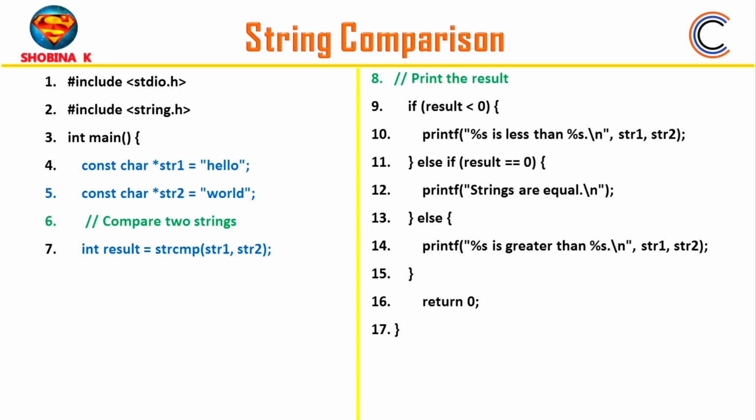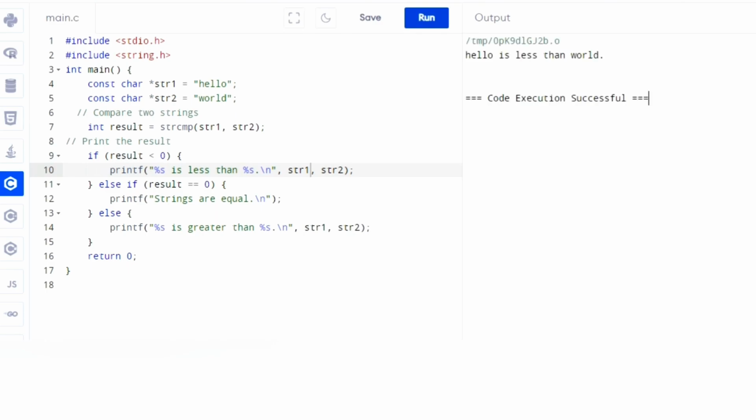Let's run this code. And we know that hello comes before world lexicographically. So the output is hello is less than world. This is because strcmp returns a negative value, indicating that str1 is less than str2. Therefore, the corresponding printf statement is executed, printing hello is less than world.